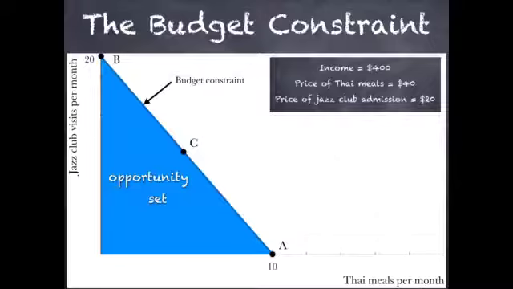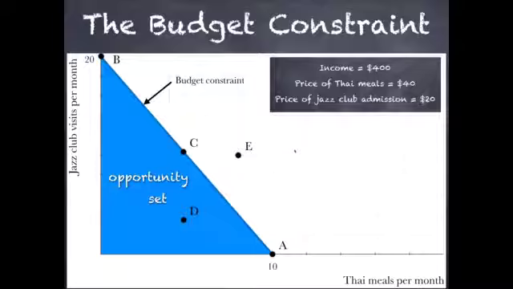So we have point C. Also on the budget constraint, we have points A, B, and C. That means it's possible they can afford to purchase them, but it also means they're spending their entire income on these two goods. Point D is inside of the budget constraint. So it's still affordable. It just means that this individual is not spending all their money on these two particular items.